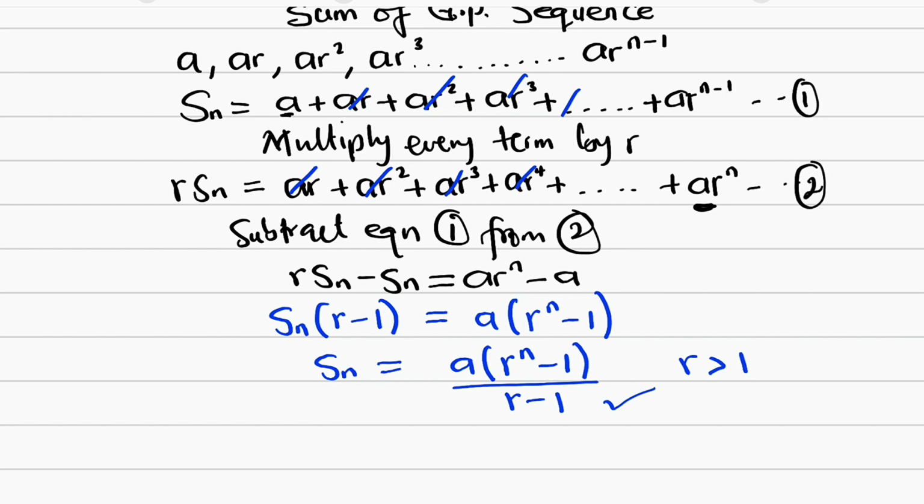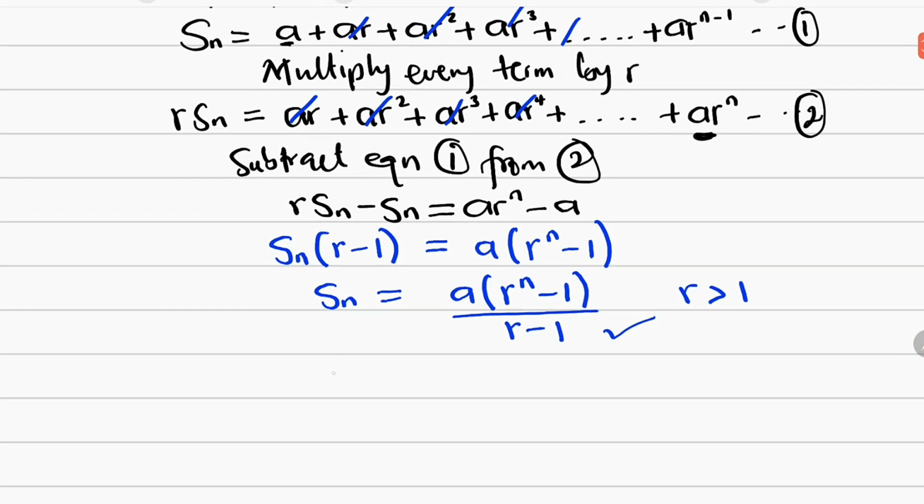At the same time, if you decide to subtract equation 2 from equation 1, finally you will end up with a formula Sn equals a multiplied by 1 minus r to the n power divided by 1 minus r. In this case, our constant common ratio r is going to be less than 1. So if constant common ratio is greater than 1, use this formula, and when r is less than 1, use this formula. So now let me just solve one example and we say bye-bye.